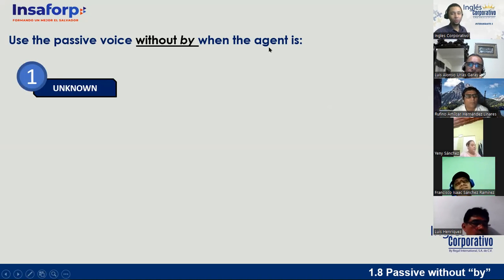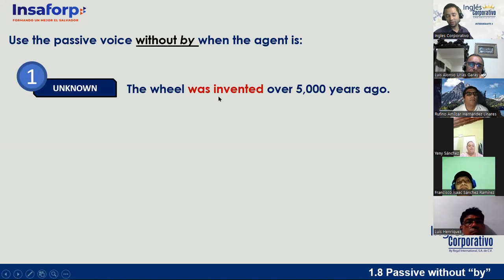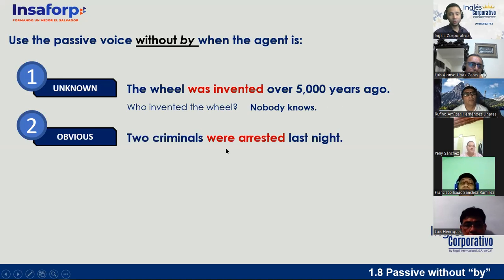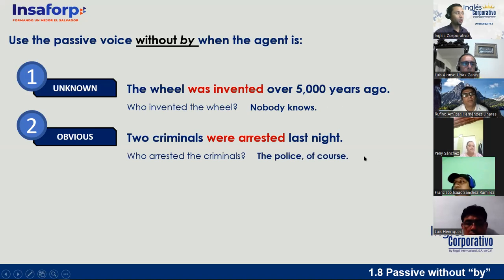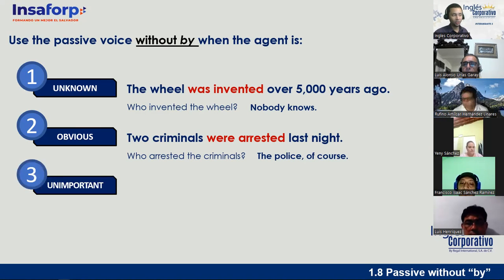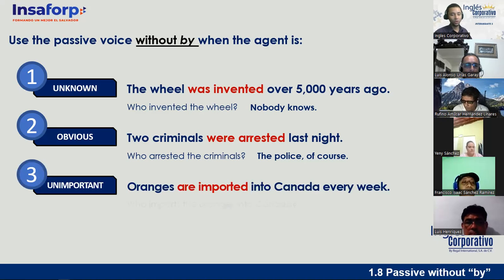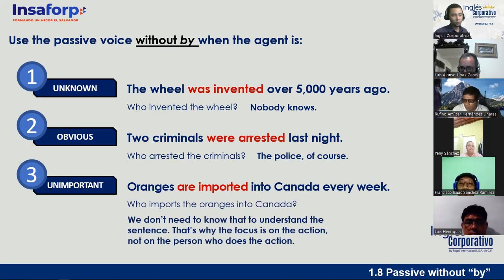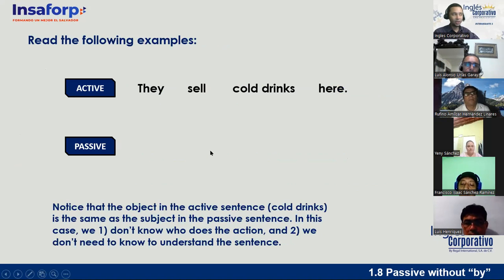We use the passive voice without by when the agent is unknown. For example, the wheel was invented over 5,000 years ago. Who invented the wheel? We don't know. Also, when the agent is obvious: two criminals were arrested last night. Who arrested the criminals? The police, right? And number three, when the agent is unimportant, like in oranges are imported into Canada every week. Who imports the oranges? We don't need to know that. It's not necessary to understand the whole sentence. Again, you use the passive voice without by when the agent is unknown, obvious, or unimportant.